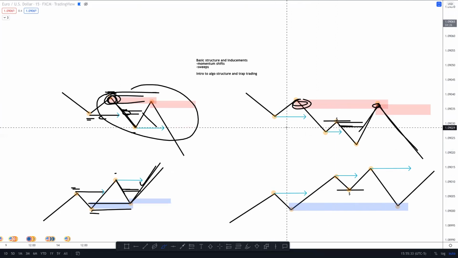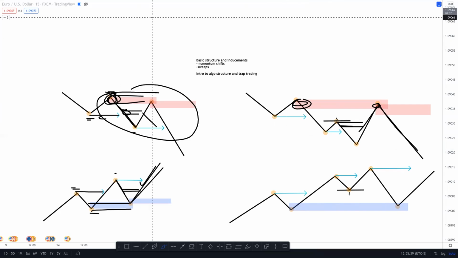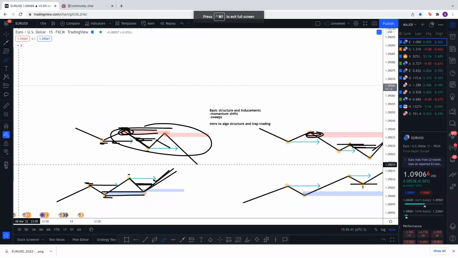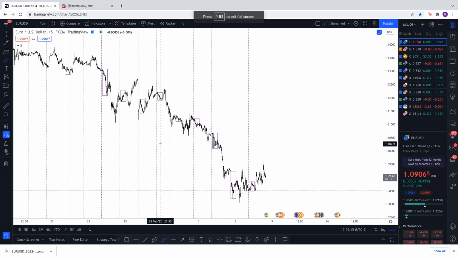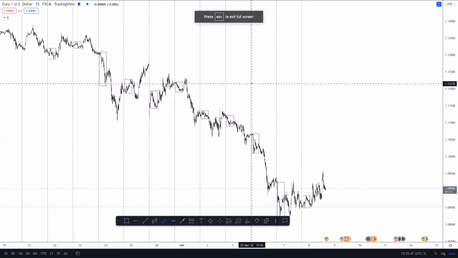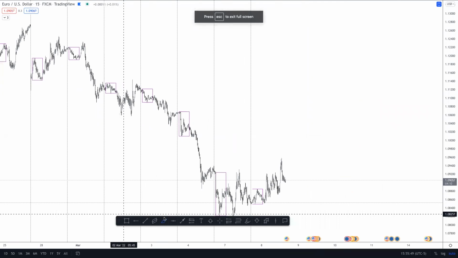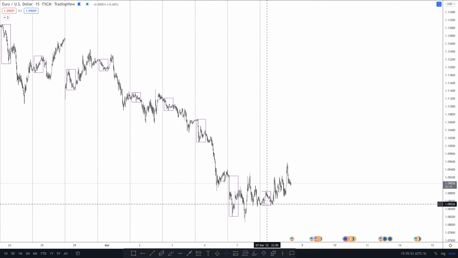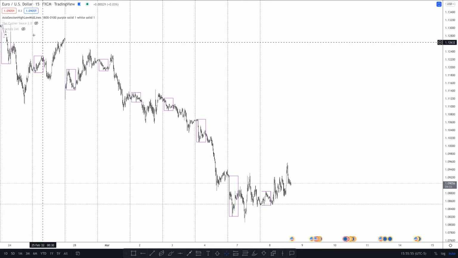Now that we have an understanding of what basic market structure is, making higher highs, higher lows, or lower highs, let's go into the chart here and see what we can find. I'm going to go ahead and delete everything. I kind of just want to jump straight into this analysis here. Let's look at what's been going on the past couple days.